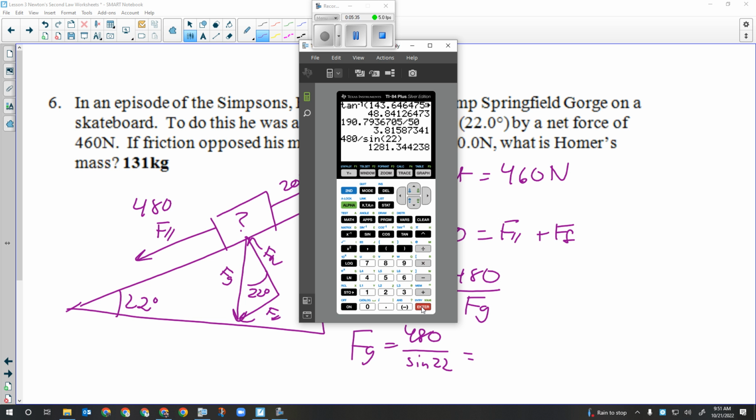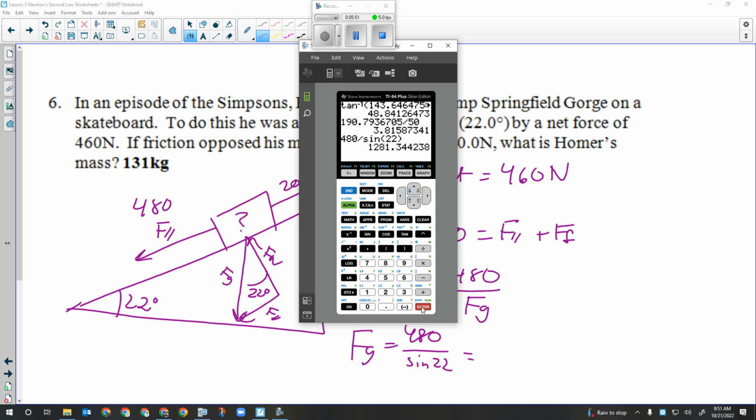Okay, so Homer's weight is 1,281 newtons. Homer's a big guy. There have been several times where he has stepped on the scale in the course of The Simpsons, and he has been north of 300 pounds. So he's a big guy.